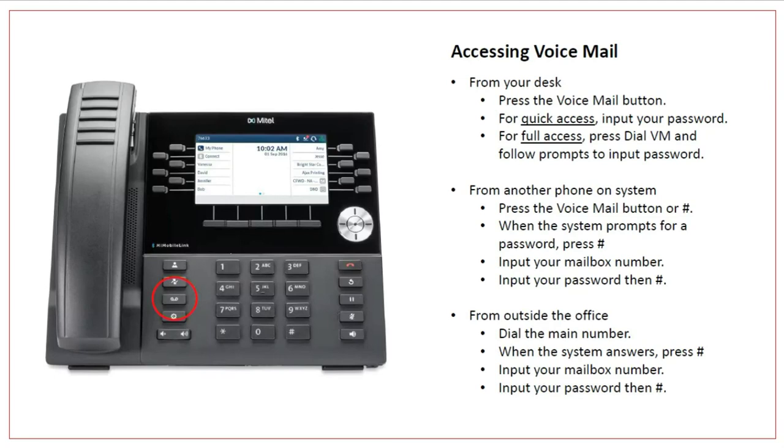If you're at another phone on the system, you can press that voicemail key or pound, and then the system will prompt for a password. Ignore that prompt and press pound. It will then ask you for your mailbox or station number. They are the same thing. And then it will ask you for your password, followed by pound.